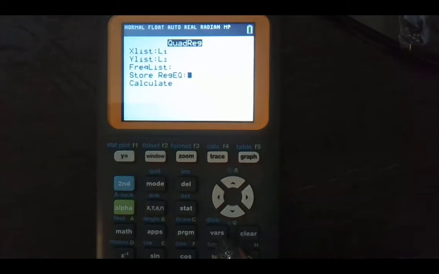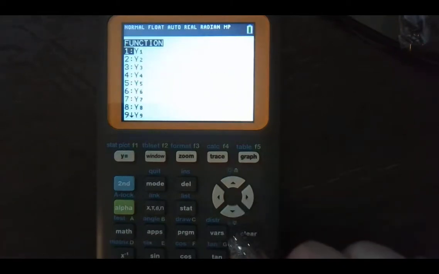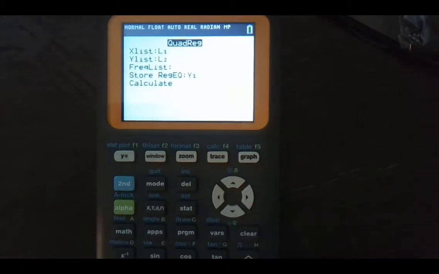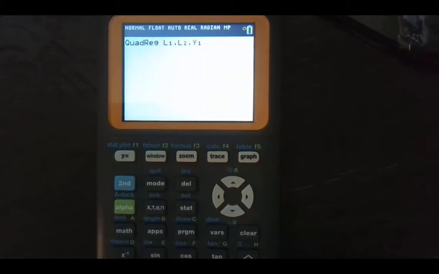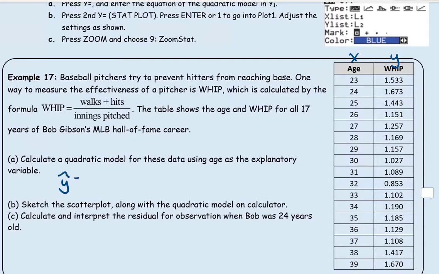To do that, you're going to press VARS, which stands for variables. Go over to Y variables, function Y1. If we store this in Y1, it will also graph the curve. So when we calculate this, we now have a, b, c, and r squared. That means y hat equals a, and I'm going to round to the nearest, let's say, 4 decimal places here.